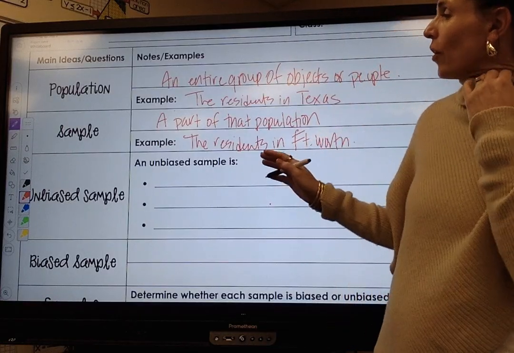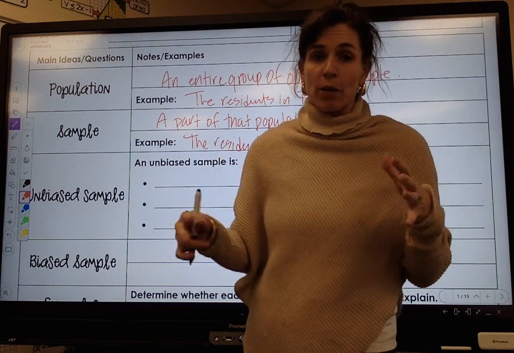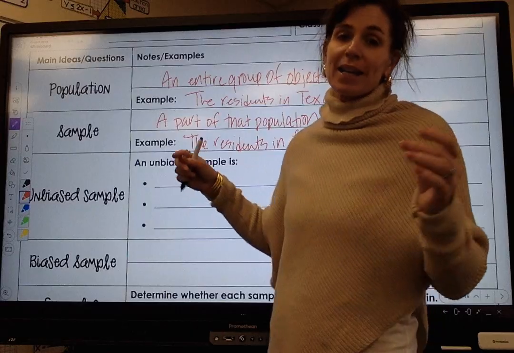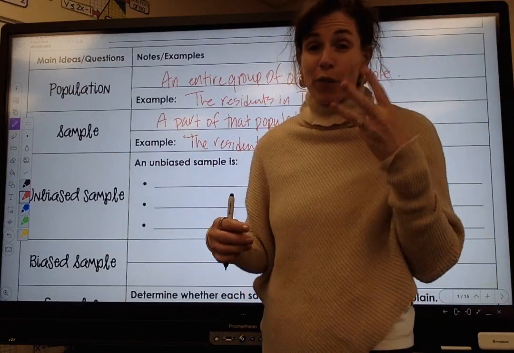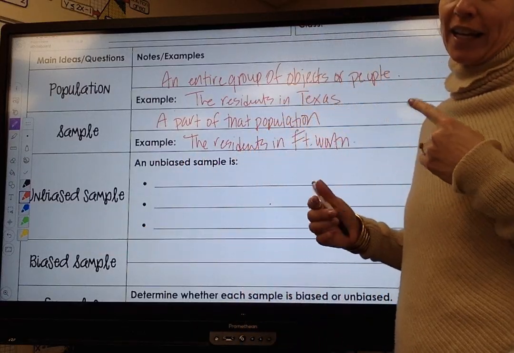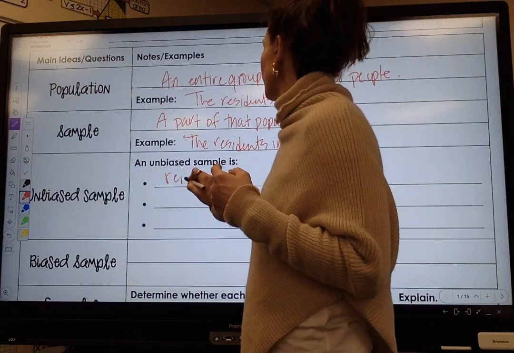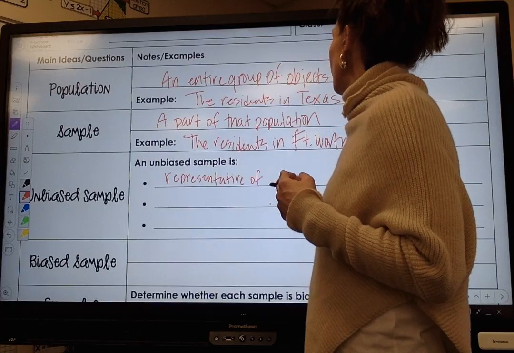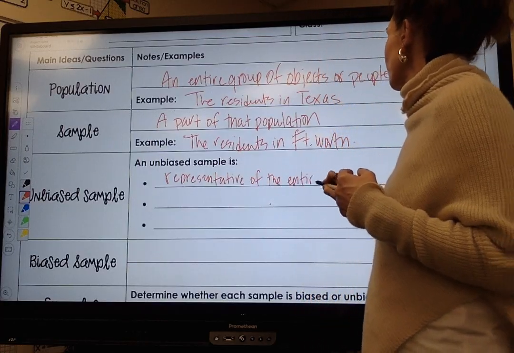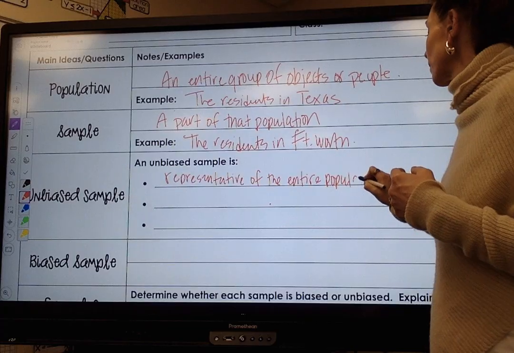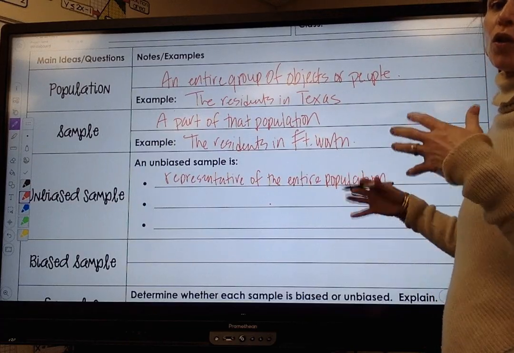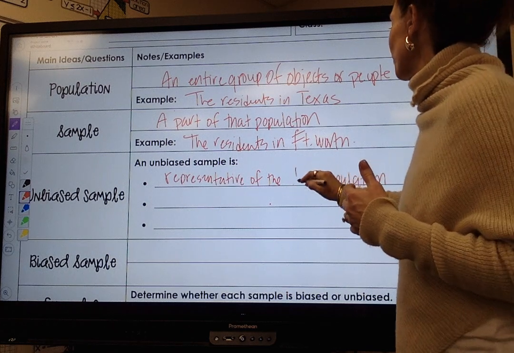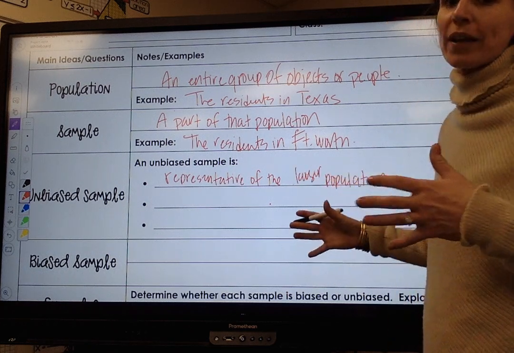Your goal when conducting an experiment is to always get unbiased data, and you want to get an unbiased sample. How do you do that? Well, you're going to look at three things. The first thing you need to look at is, is it representative of the entire population, or the larger population? You can't do the entire population, but of the larger population. You want a big sample.